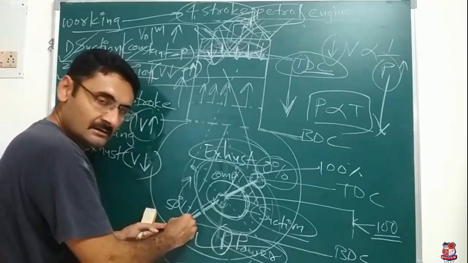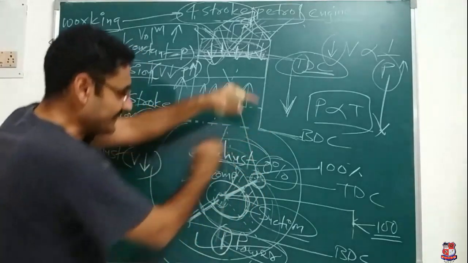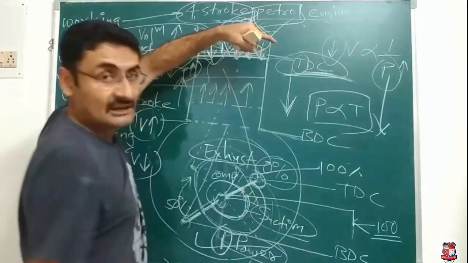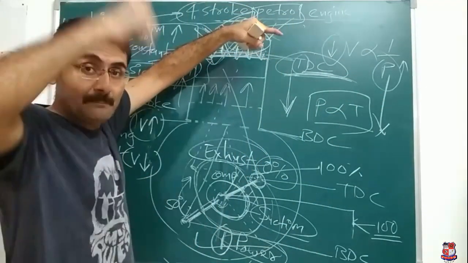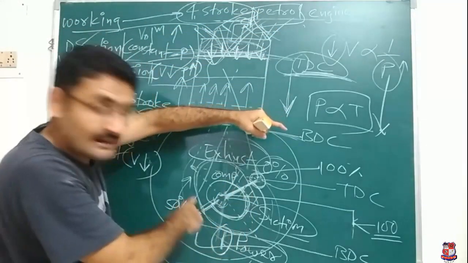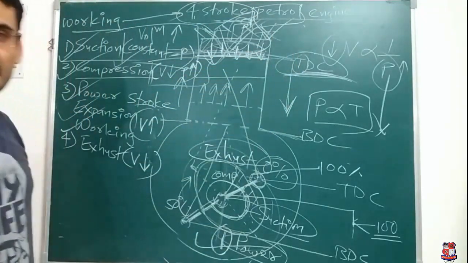Suction, compression, power, exhaust. In the exhaust stroke, the piston goes from BDC to TDC. When the piston is at TDC, the outlet valve will be closed and the inlet valve will be open. Again pure air and fuel mixture will enter, the piston will travel from TDC to BDC, and the crank will complete its half rotation, which is known as the suction stroke, and again the cycle will be repeated.